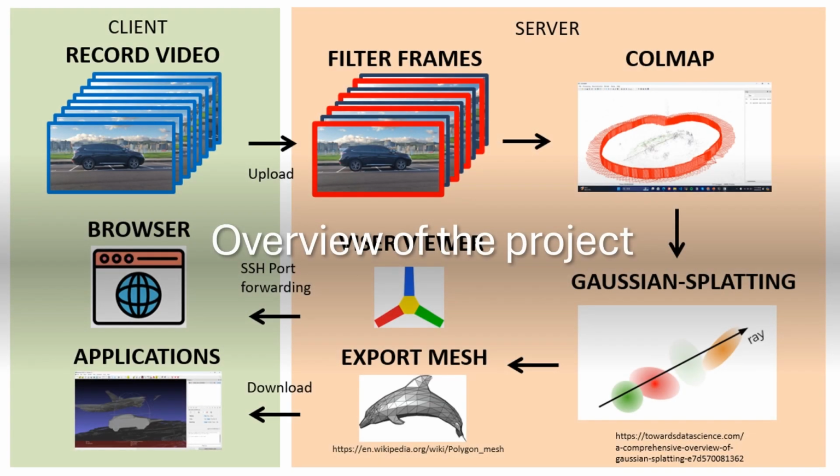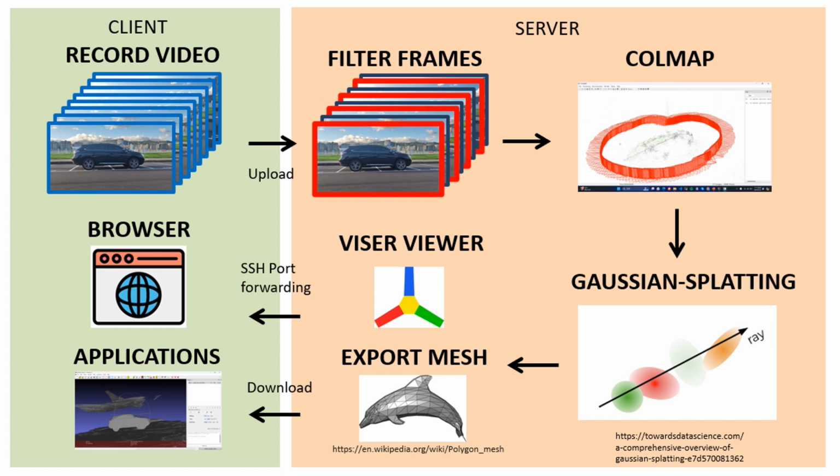This plot shows the overall workflow for our project. We start by recording a video, then apply a Laplacian operator threshold to filter out any blurry images. Using Colmap, we then determine the camera positions and generate point clouds.